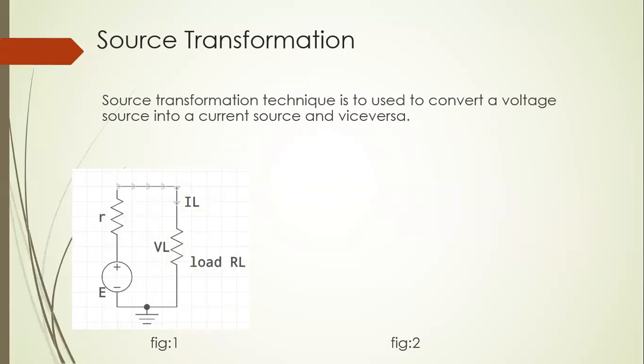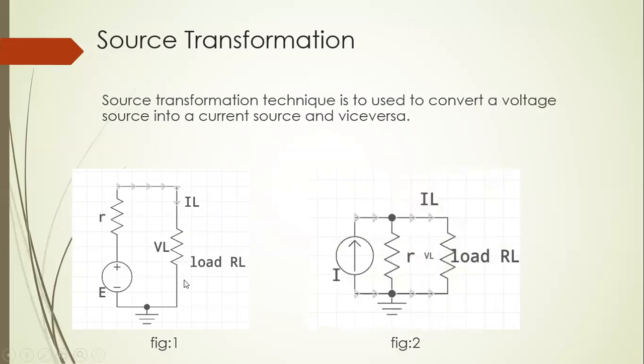You can see in figure 1, it is just a simple circuit. A voltage source has been connected with the resistance small r and with the load resistance RL. IL is the current which is flowing across the RL. We can transform this to a current source, and a resistance can be connected in parallel to the current source and load resistor.